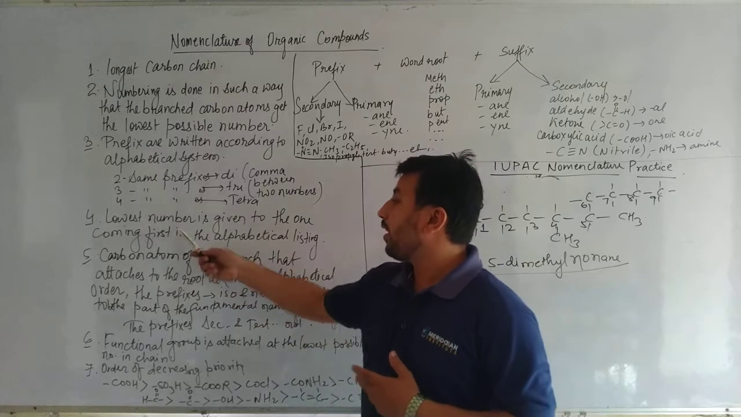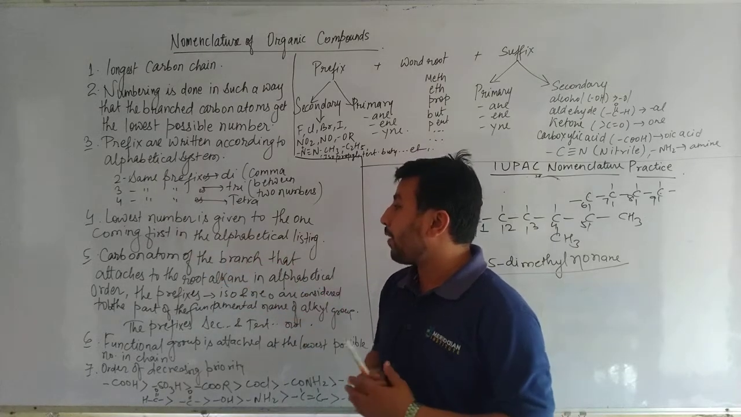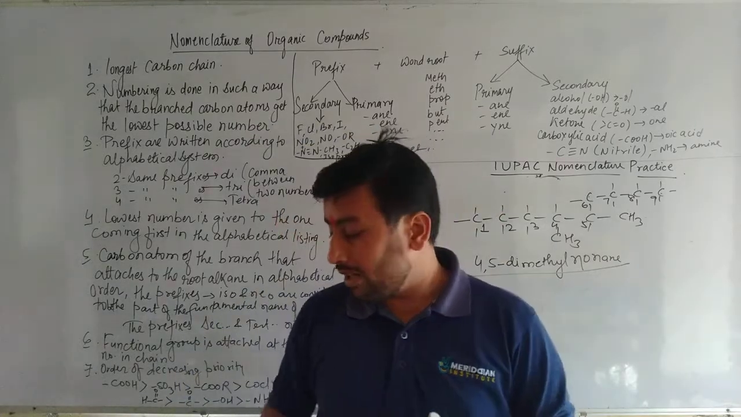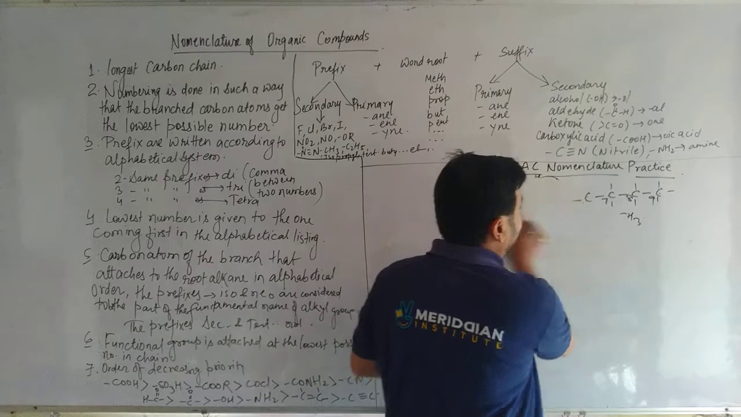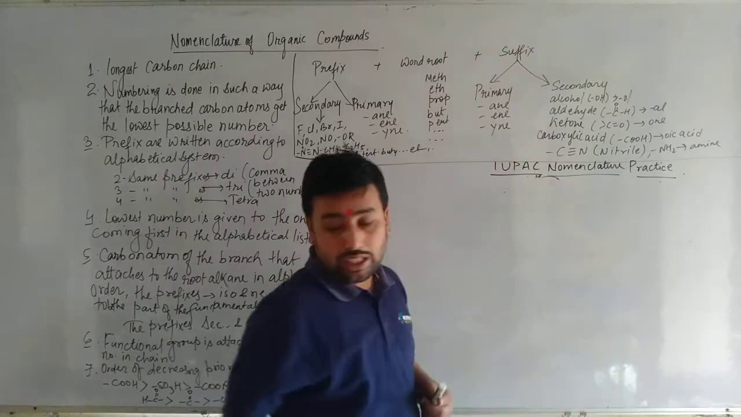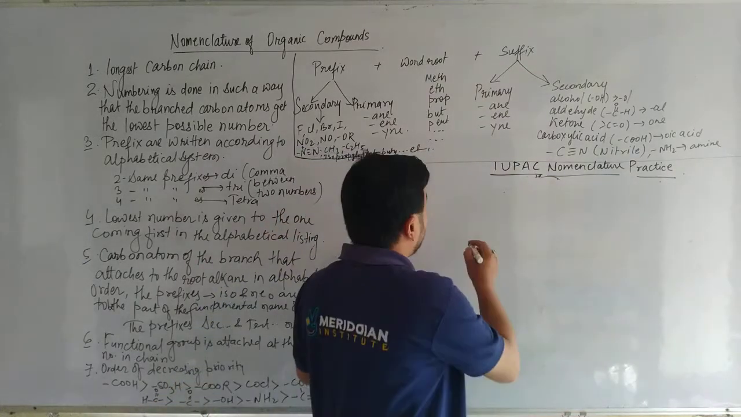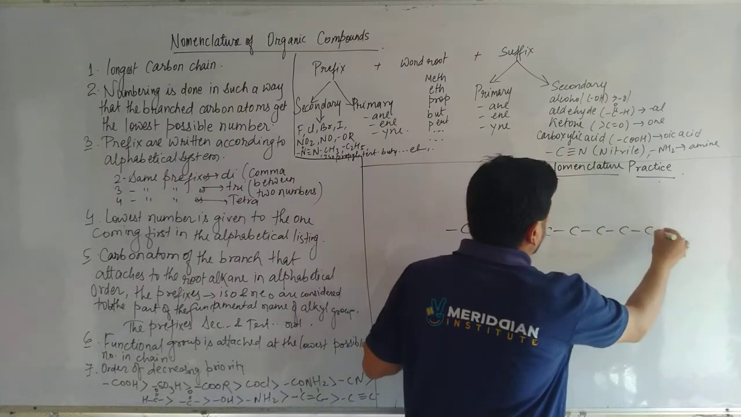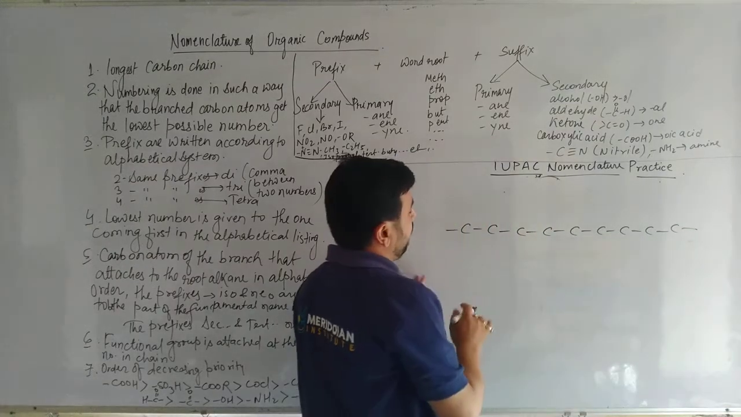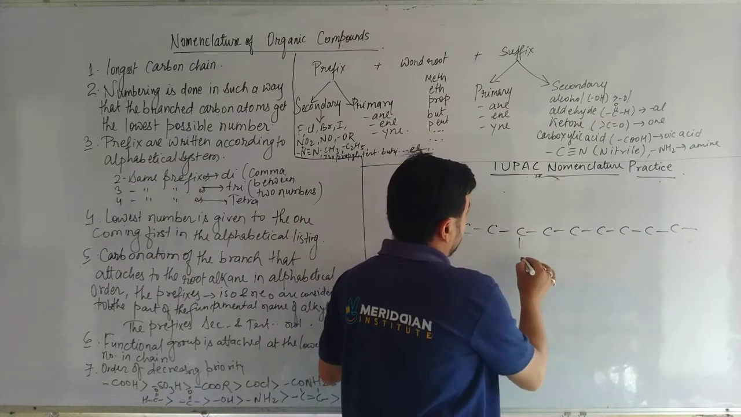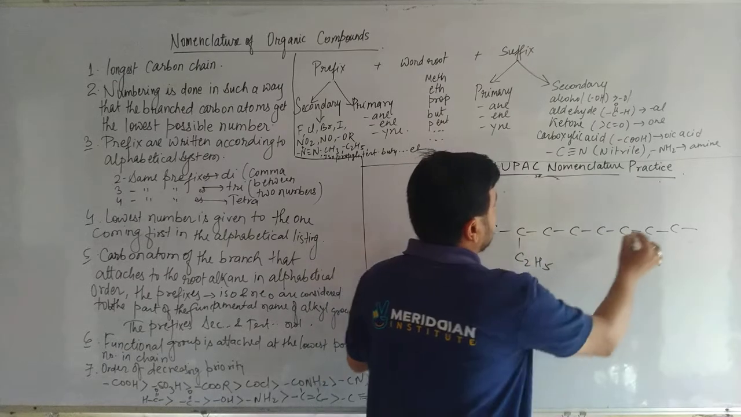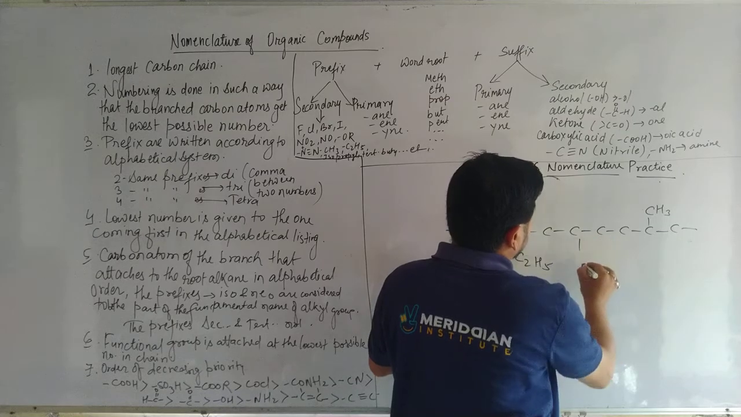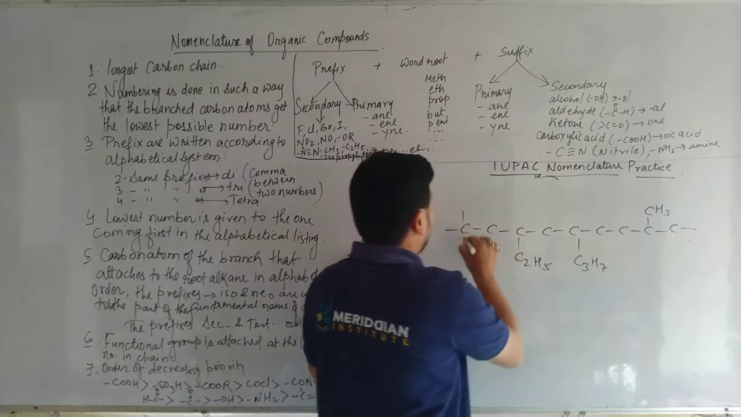Now the fourth point: the lowest number is given to the one coming first in alphabetical order. Now the question is, if methyl is also there and ethyl is also there, just suppose here I am giving you a carbon chain in which methyl, ethyl and propyl, all three are present, numbered 1, 2, 3, 4, 5, 6, 7. Here it is C2H5, here it is CH3, and here it is C3H7. The rest all are having 4 branches.